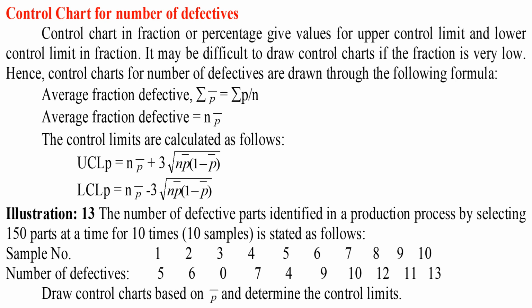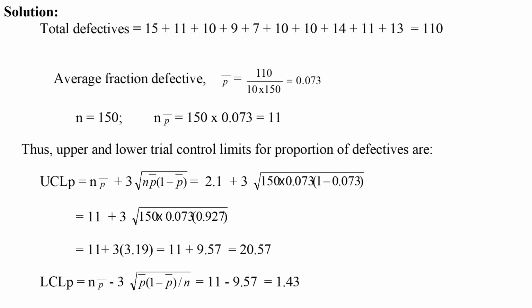Draw control charts based on this and determine the control limits. Solution. Total defectives equals 110. Average fraction defective, P bar equals 0.073. N equals 150, NP bar equals 150 by 0.073 equals 11.